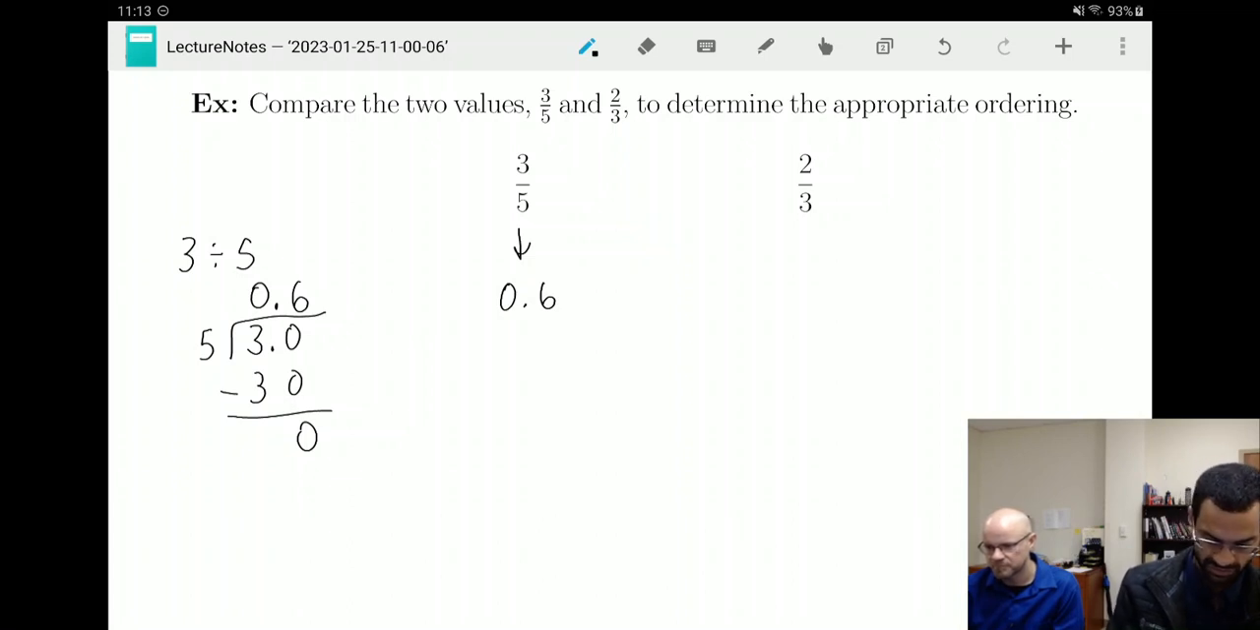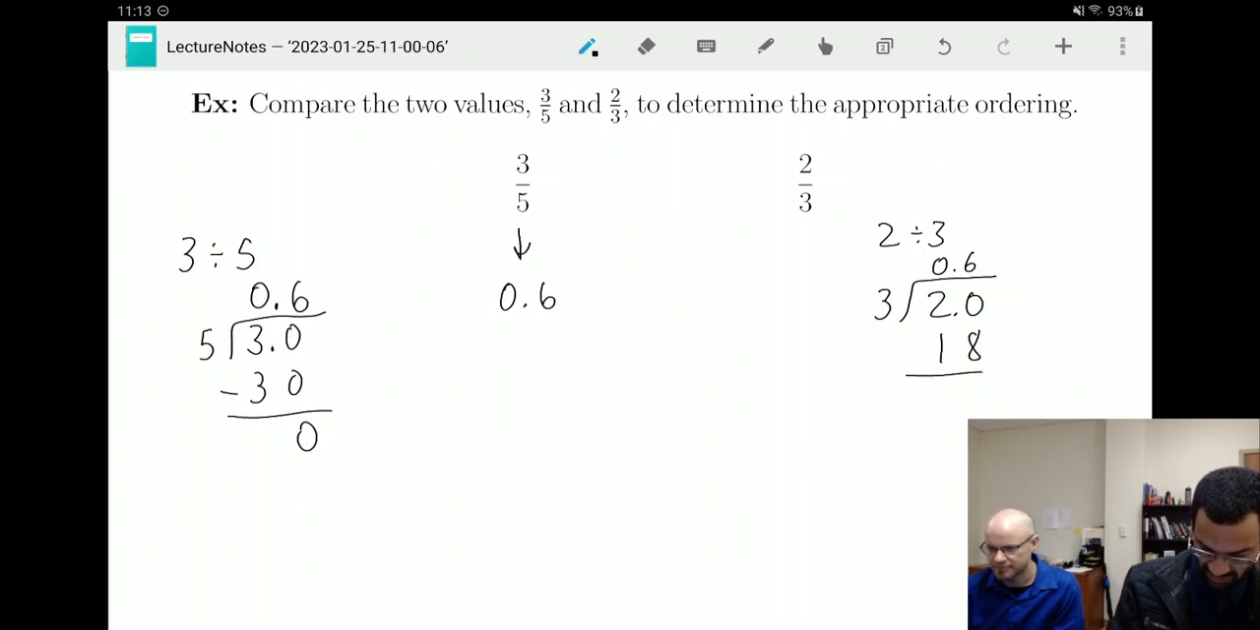Okay, 2/3. Again, that just means 2 divided by 3. So 3 goes into 2 again 0 times. So that's when we break out the decimals. 3 goes into 20 6 times. So that's 18. We have a problem here. 3 doesn't go into 2, but if you add another 0, it's 6 again. 18. And it's going to keep going, right?